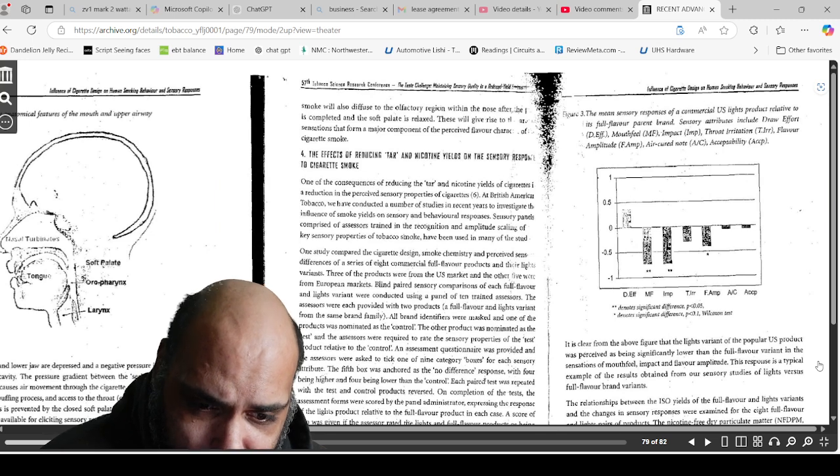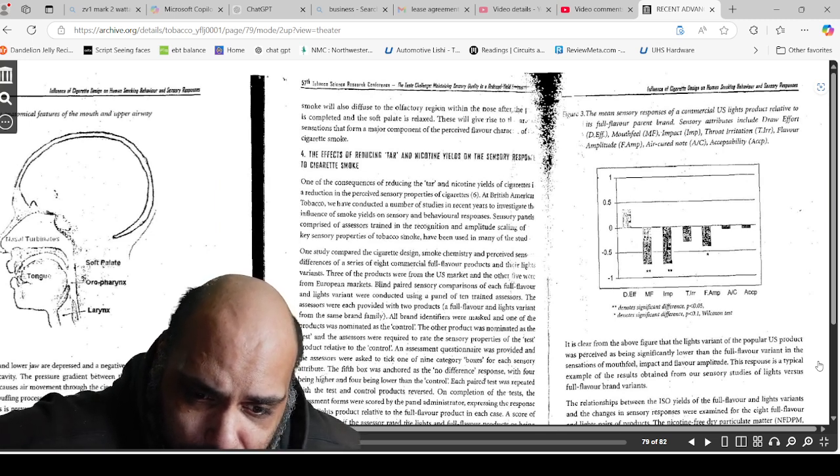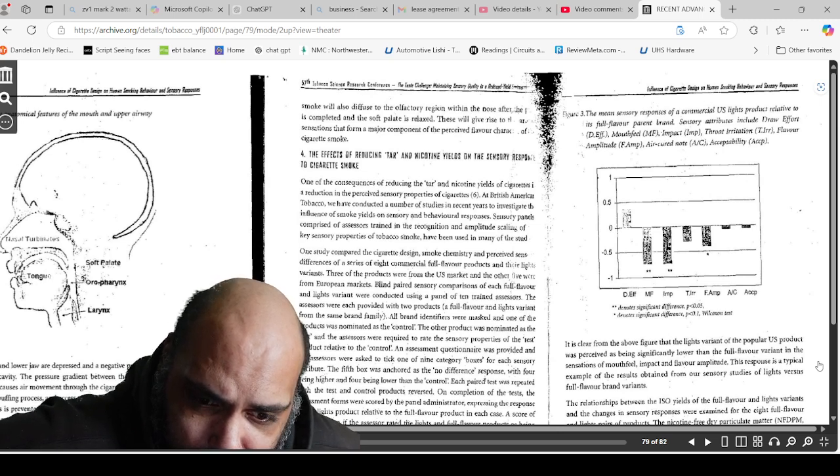Completed tests and assessments were scored by the panel administration and expressed the responsiveness of the light product related to the full flavor product of each, in each case. A score of 0 was given if the assessor could not tell the light and full flavor product apart.